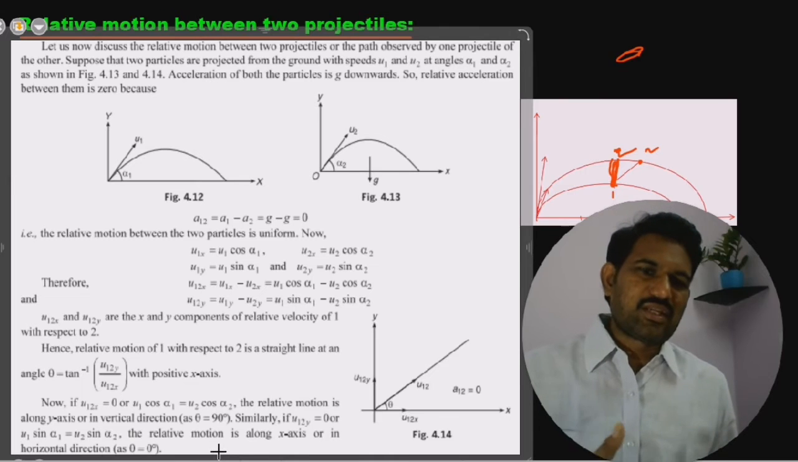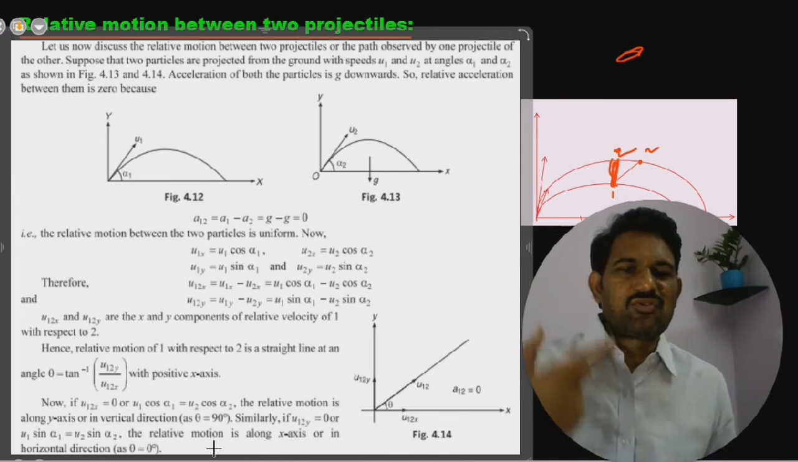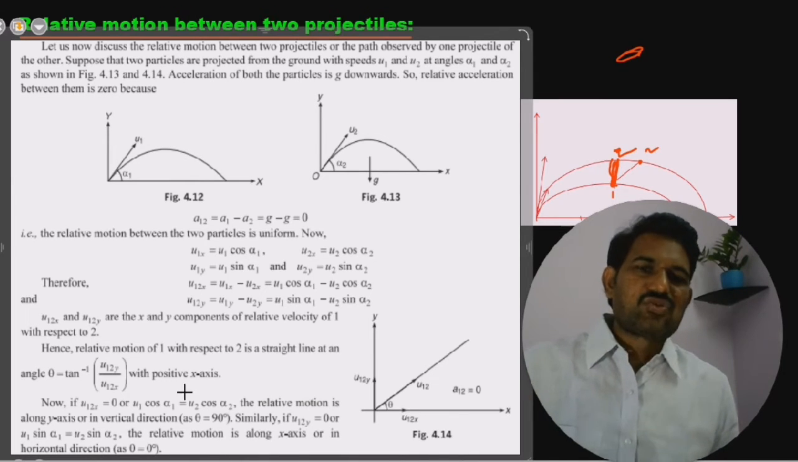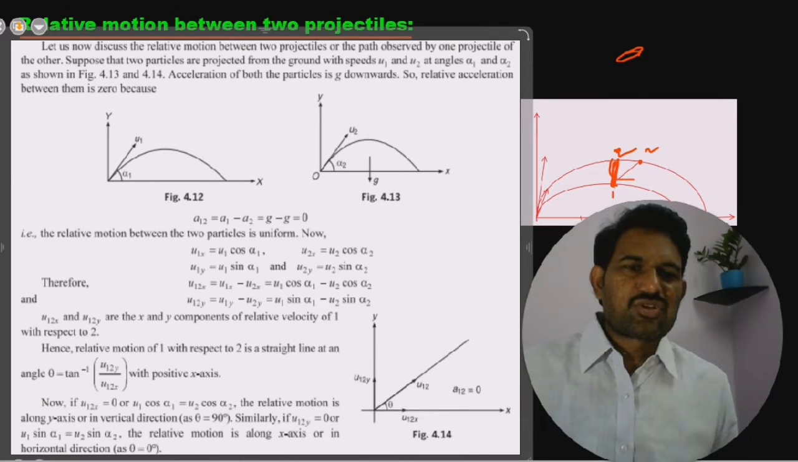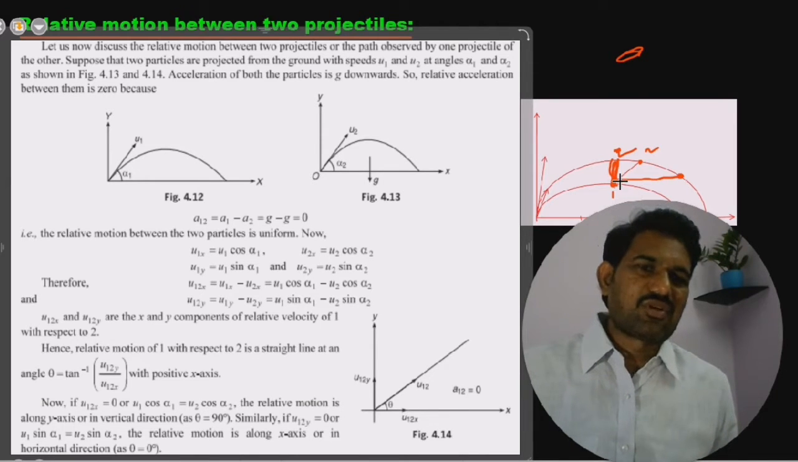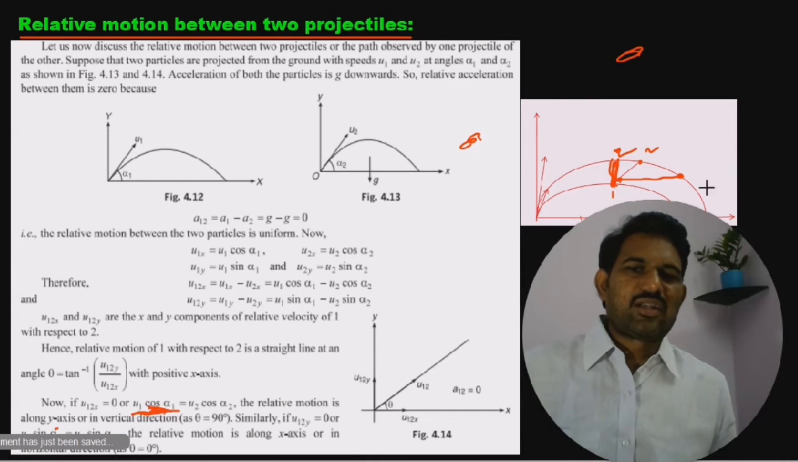If the vertical components are the same, then both will be at the same height at any instant. So they appear to be traveling only along this horizontal direction. One particle will appear to be moving along the horizontal direction with respect to the other particle, right? So that is the relative motion here.